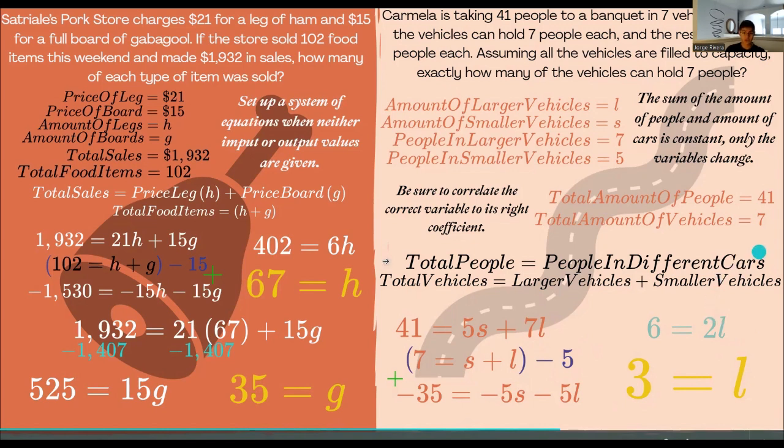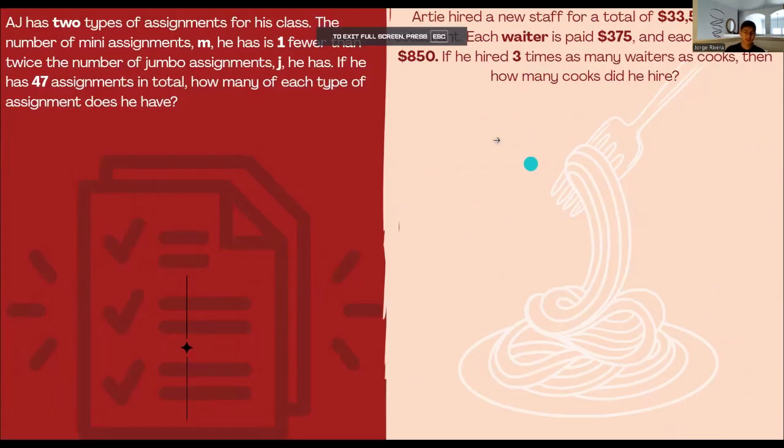Okay, so we're going to go into new territory. Okay, so let's say AJ has 2 types of assignments for his class. The number of mini assignments M he has is 1 fewer than twice the number of jumbo assignments that he has. So jumbo just means he has big assignments and he has little assignments, right? So if he has 47 assignments in total, how many of each type of assignment does he have?